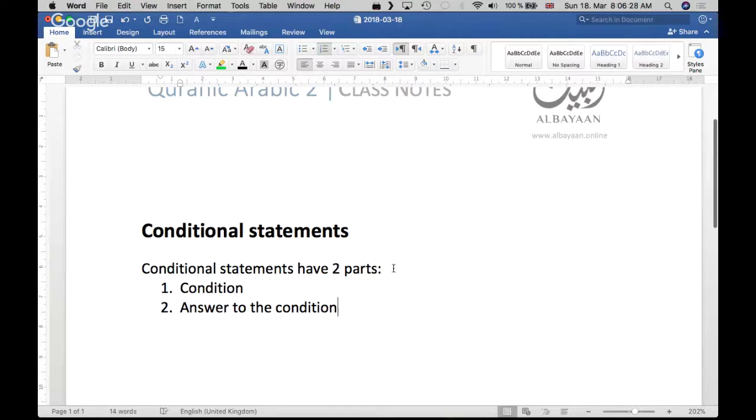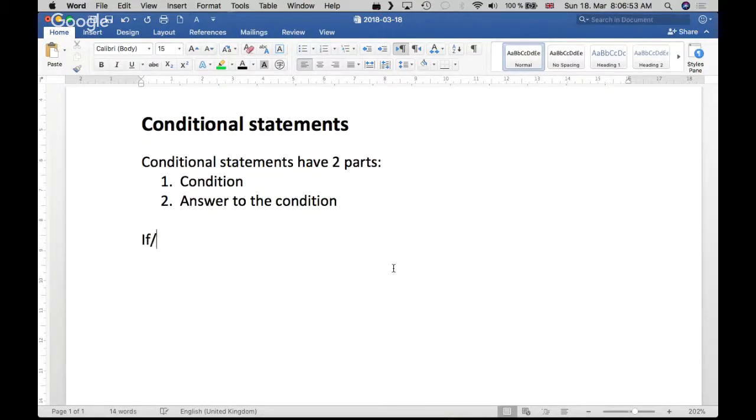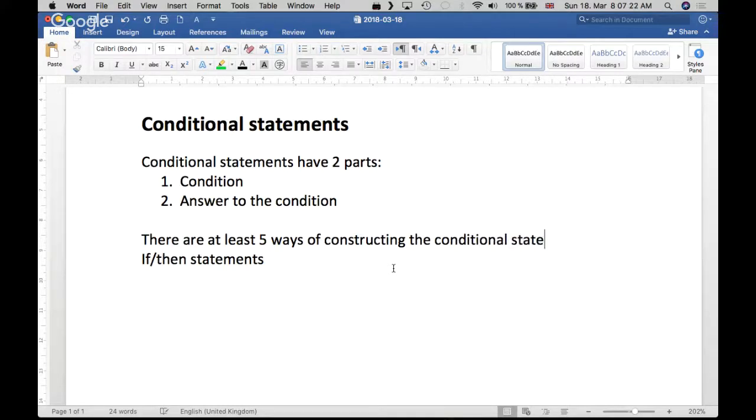There are many ways you can construct a conditional statement. We will do 4 or 5 ways today, because in the Quran there are at least 4 to 5 ways conditions are constructed, and in real life as well you will find such ways quite common in constructing the condition. One of the most common ways of constructing condition is using if-then statements. This is the first method of constructing the statements. Let me just clarify this. So, from the Arabic perspective, there are at least 5 ways of constructing the conditional statements.